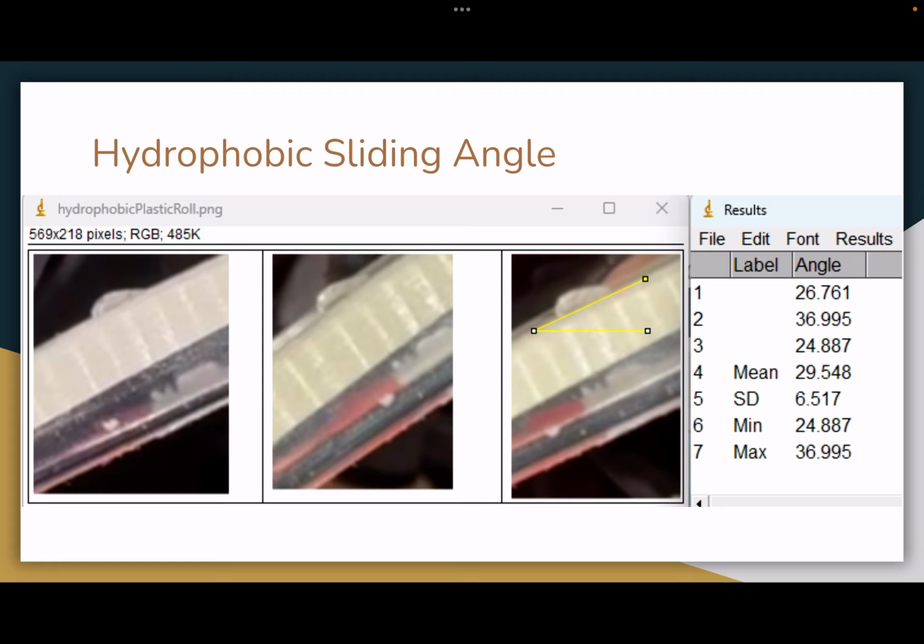Another test for this is the sliding angle, and we see that the sliding angle is relatively low. It's closer to the 20s or 30s, and the mean is 30. Since it has a low sliding angle, the material overall is hydrophobic.